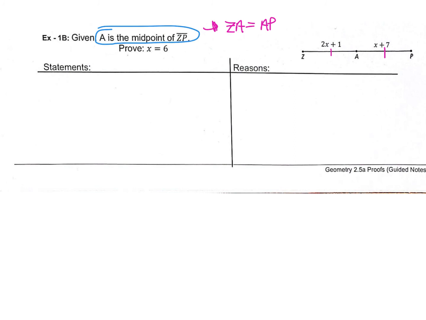So at this point, I want you to pause the video, try to do all the statements and reasons on your own, and then restart the video and see how you did. All right, so your first statement should have been A is the midpoint of segment ZP, and that's a line above that. And then your reason is given.